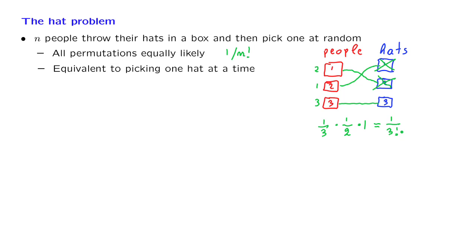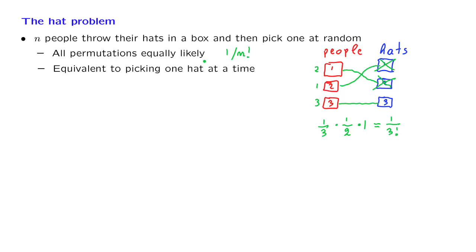The same argument goes through for the case of general n people and n hats, and we will find that any permutation will have the same probability, 1 over n factorial. Therefore, the process of picking one hat at a time is probabilistically identical to a model in which we simply state that all permutations are equally likely.